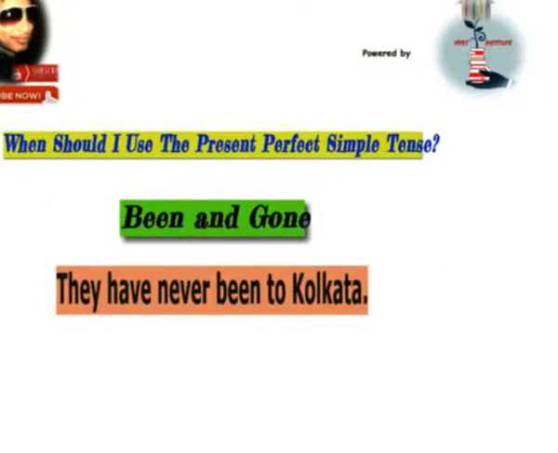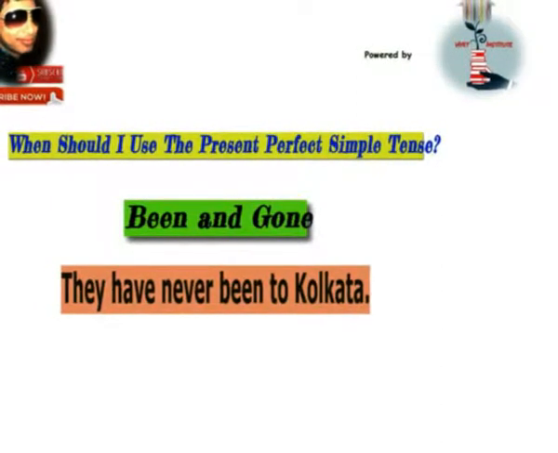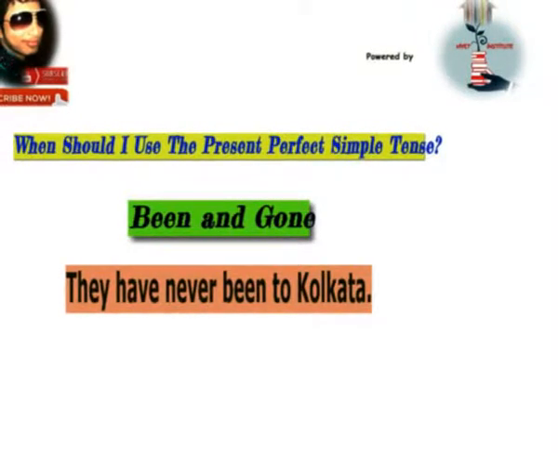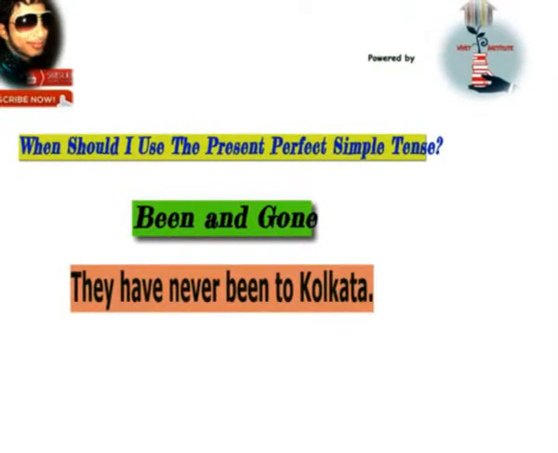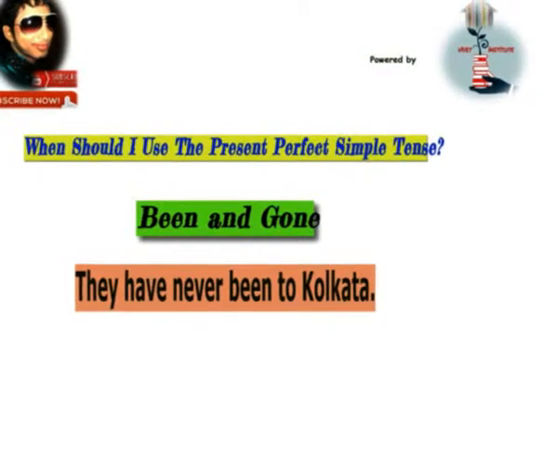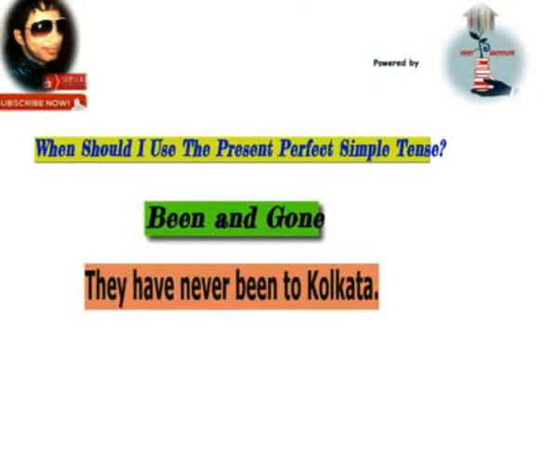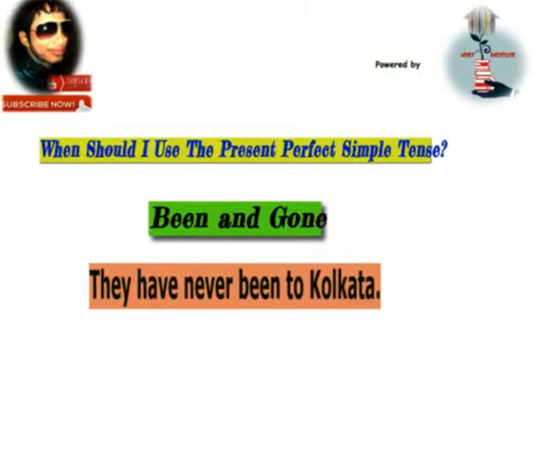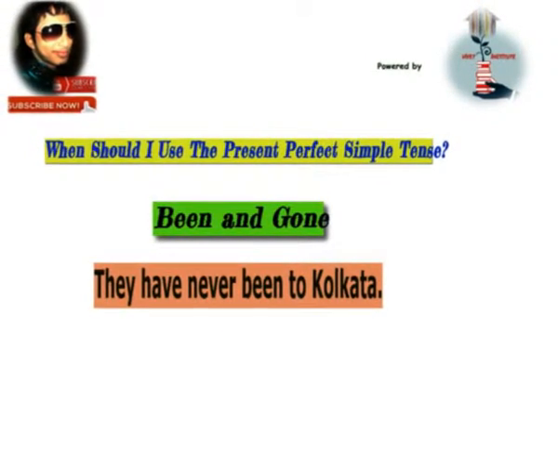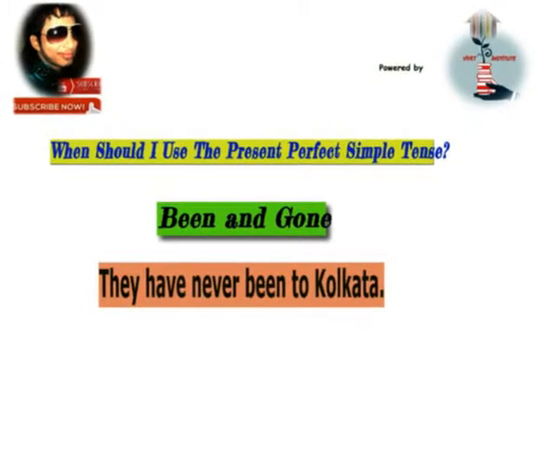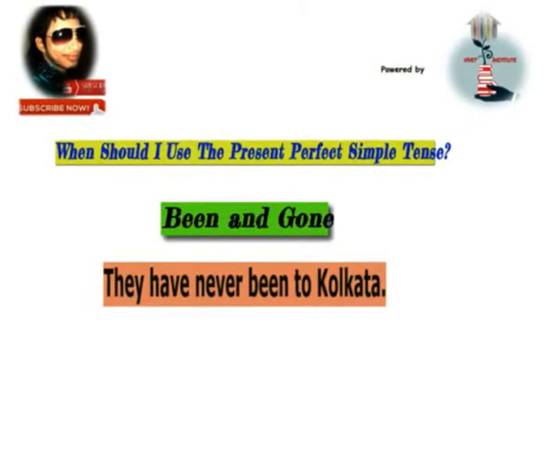When should I use present perfect simple tense? It is for unfinished action, finished action, been and gone. Now unfinished actions, how will it be? In unfinished action, we use this tense when we want to talk about an unfinished action or state or habit that started in the past and continues to the present.